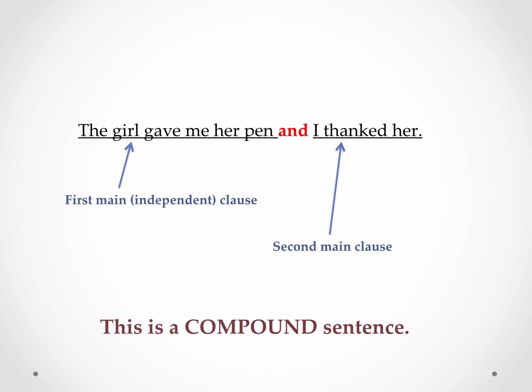We have 2 clauses in this sentence. The first is, the girl gave me her pen, and the second clause is, I thanked her. This is also an independent clause, just like the girl gave me her pen is an independent clause. 2 main or independent clauses that are connected by and or other coordinating conjunctions are called a compound sentence.